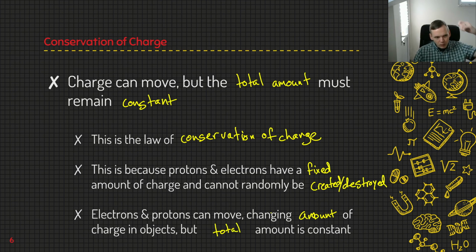So if you rub, say, a balloon on your hair, maybe a bunch of electrons go from your hair into that balloon, but those electrons didn't disappear. So yes, your hair became positively charged and the balloon became negatively charged. But if you count up the total amount of charge that's there, it should still cancel out to 0. And that's the law of conservation of charge.